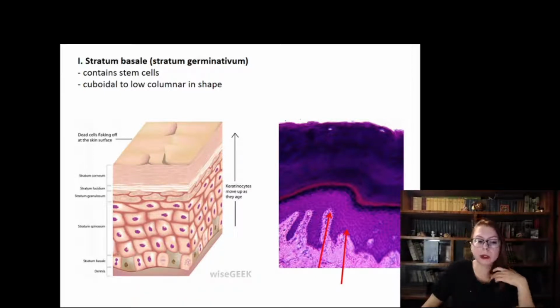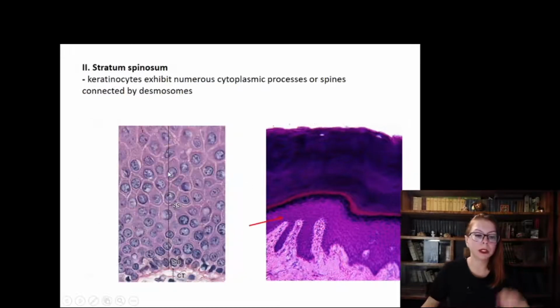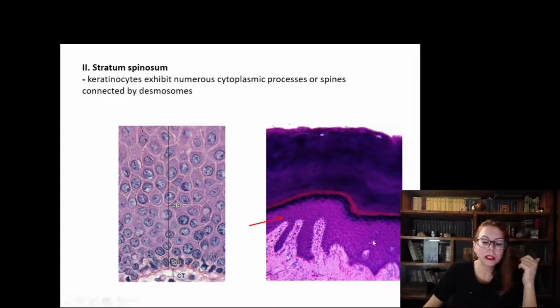Those cells are cuboidal to columnar in shape, and this is important because we say that the epithelium itself is squamous. But the cells in this epithelium differ in shape, and we call the epithelium squamous only because of the superficial layer. Only because of this layer do we classify it as squamous. Okay, let's move on. The next layer is called stratum spinosum.